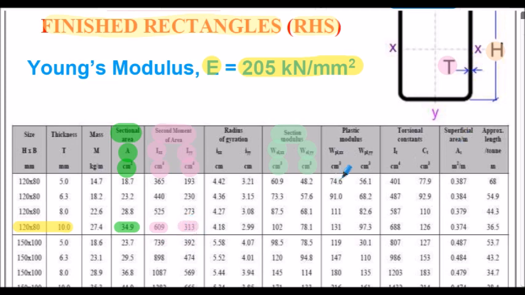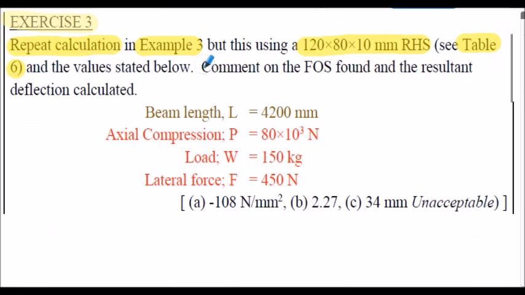And finally, the section modulus, the Z values, about the x-axis, 102 centimeters cubed, and about the y-axis, 78.1 centimeters cubed. So we'll need to use those values in the calculations. In exercise 3, we're asked to comment on the factor of safety found and the resultant deflection calculated.